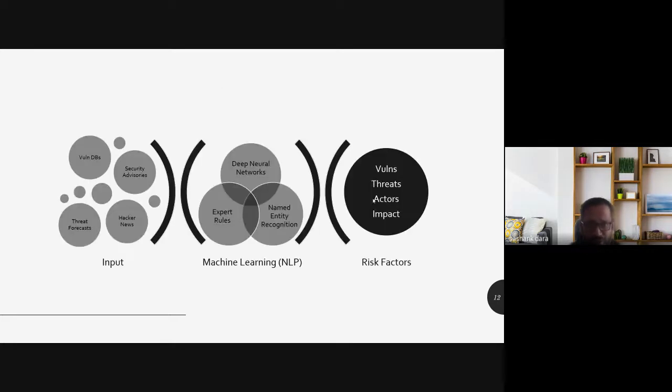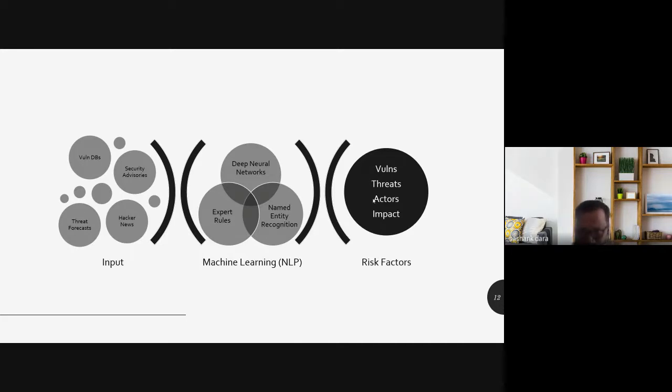Okay, so the first, before we even get into the problems, for almost all of the solution directions, right? I'm not saying solution because at least there are no mature solutions yet. There are only some solution directions. For almost all of them, the solution direction would be something like this, wherein we have a lot of publicly available or privately available data input. It could be vulnerability databases, security advisories, hacker news, threat forecasts. There are a lot of reports, right?